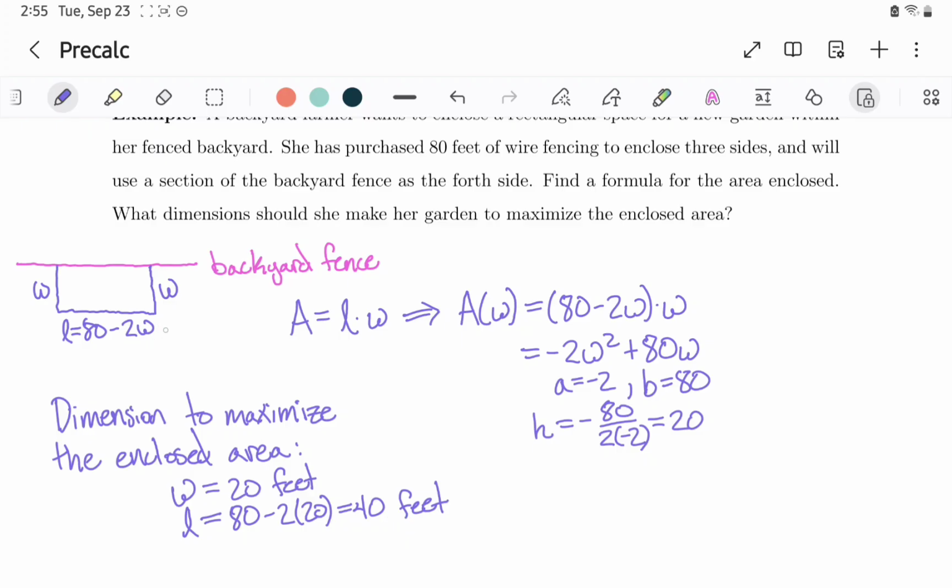And so using a value less than 20 doesn't seem to work. So we could look at a value greater than 20, such as using 30 feet for the widths. And in that case, W is equal to 30 feet, and L is going to equal 80 minus 2 times 30, so 80 minus 60. So L would be 20 feet. So for the enclosed area, since it would be 30 by 20 feet, it would be 600 square feet. So again, it's less than 800 square feet.